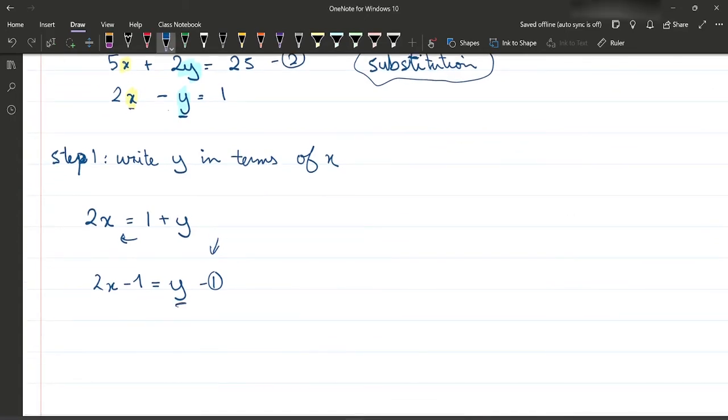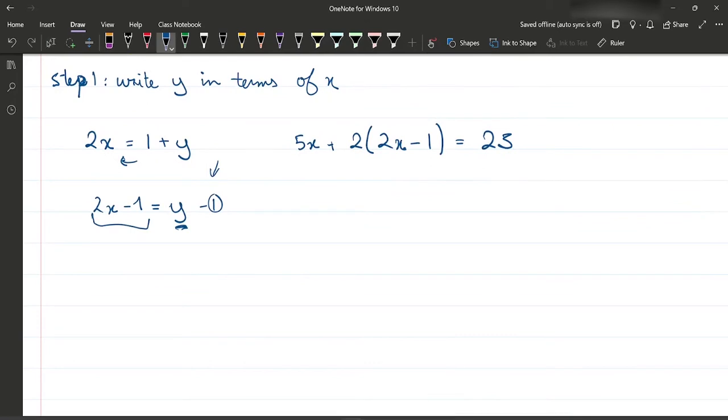So we know that y is equal to all of this, so why not put all of that into this second equation? So 5x plus 2 multiplied by (2x minus 1) is equal to 25. Okay, so this is also very correct. By the way, we used to have y here, and we've replaced it in terms of x, just so we can solve this. So 5x plus 4x minus 2 is equal to 25.